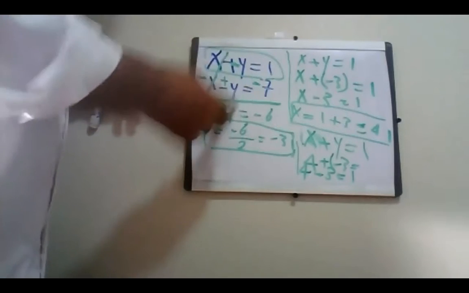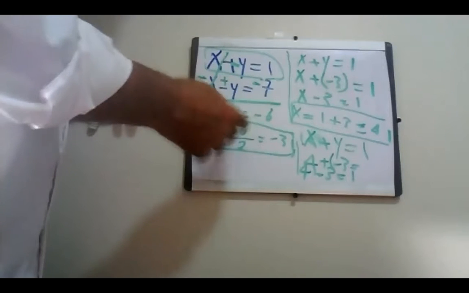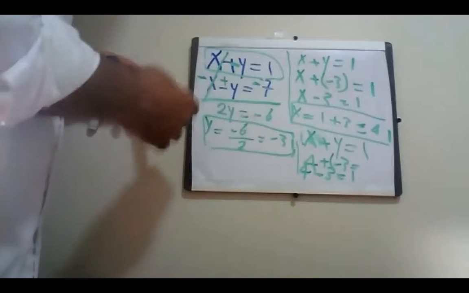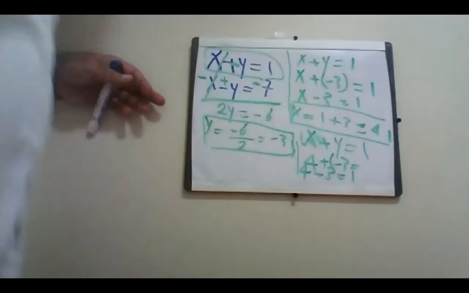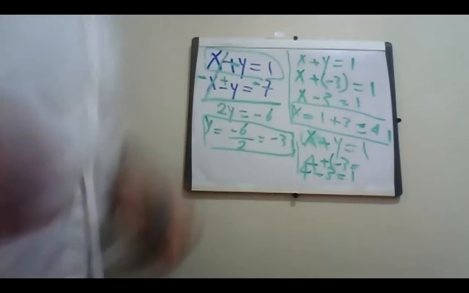Then after this, we will get rid of one and get the result of that one. Then we'll substitute in the equation to get the other. And that's the way it works.